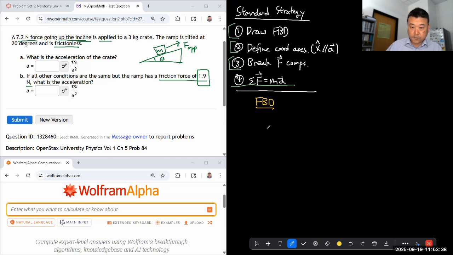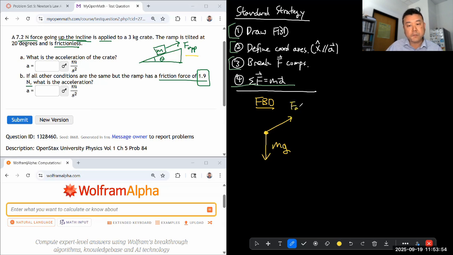Okay, so let me draw the free body diagram of the crate, and I really like to start out with gravity. That makes sure as much as possible that I don't forget any forces that are there. Because the applied force, of course, you shouldn't forget. They tell us it's there, so you should draw it.